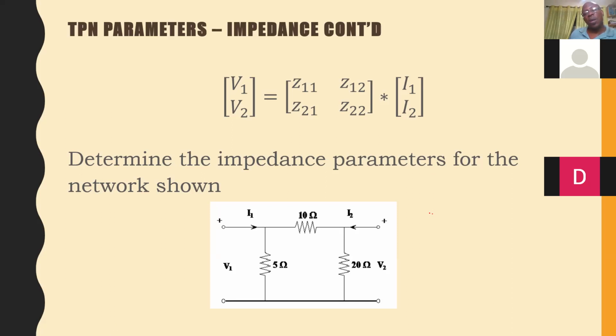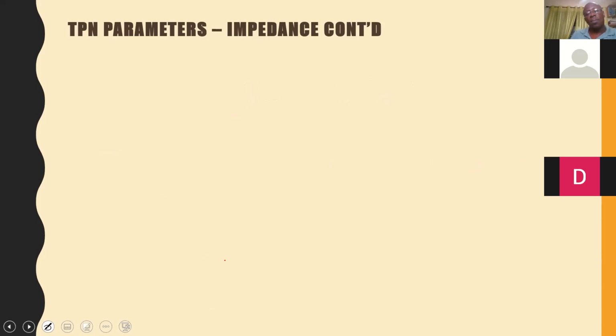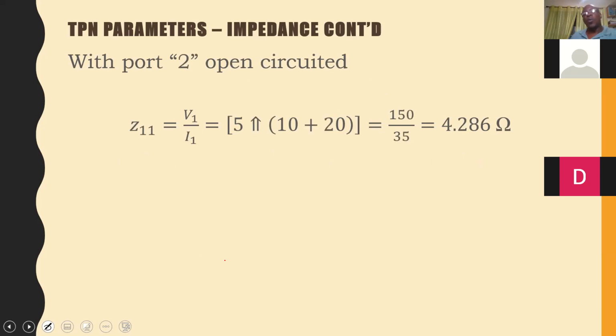So I'm finding Z11. So Z11 is equal to V1 over I1 with I2 being equal to 0. And if I2 is 0, it means that we have an open circuit at port 2. So in other words, it's just as is, and we're looking at the impedance here. All right? So if I open circuit the port, then it is 5 in parallel with 10, which is in series with 20. I know I have put the decimal here, but just keep it as a fraction. Just keep it as the 150 over 35.